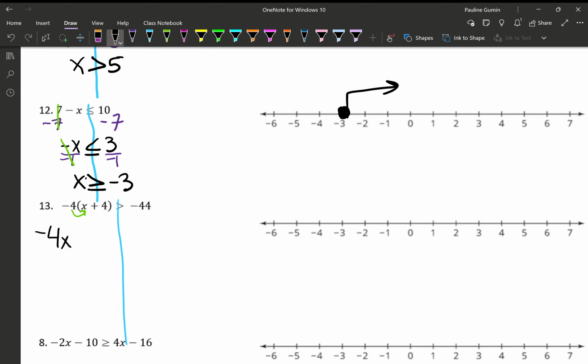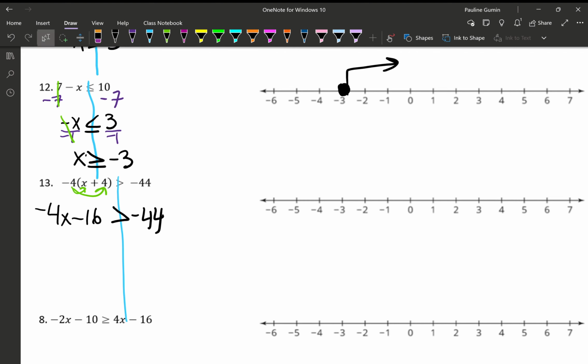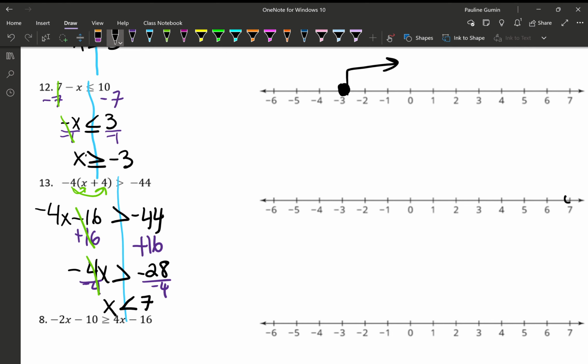All right, 13. This is going to have an open circle on the number line because my symbol does not have a line underneath it. The first thing that I got to do here is I got to distribute. Negative 4 times x is negative 4x. Negative 4 times 4 is negative 16. Symbol stays the same, negative 44. Since my goal is to get x by itself, I'm going to begin by adding 16 to both sides. I'm left with negative 4x on the left side. Negative 44 plus 16 is negative 28.